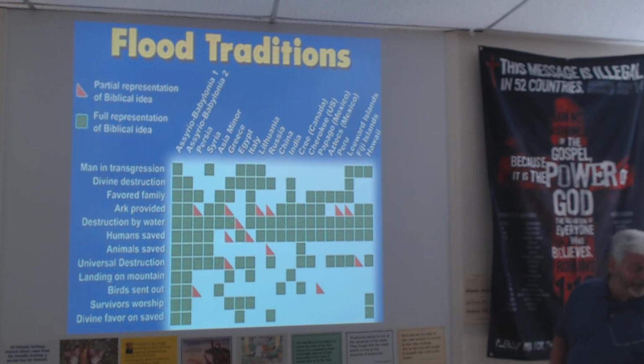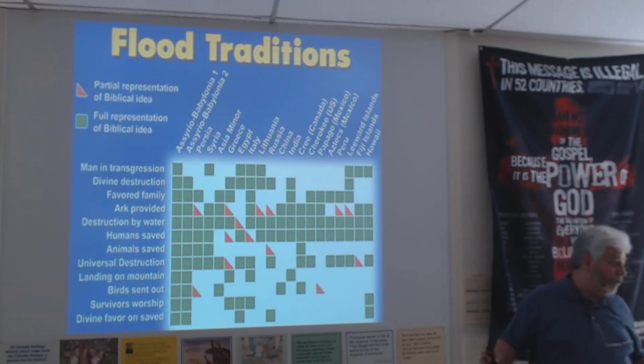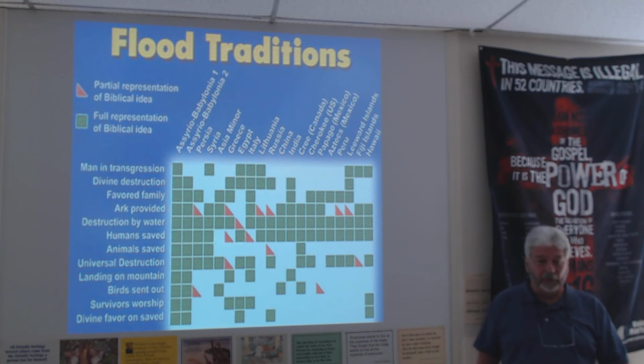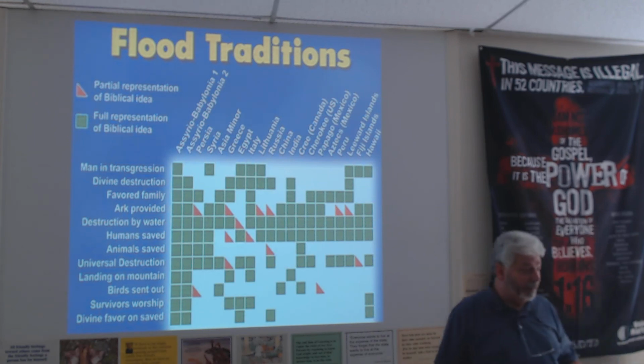How could that just happen? How could all these different cultures come up with all of this separately if it wasn't really true? I don't think they could have. So I think that's really good evidence for the fact that the worldwide flood described in Genesis really did happen.